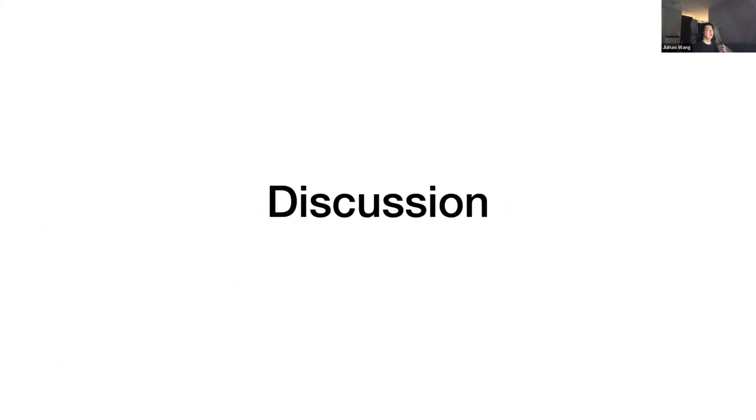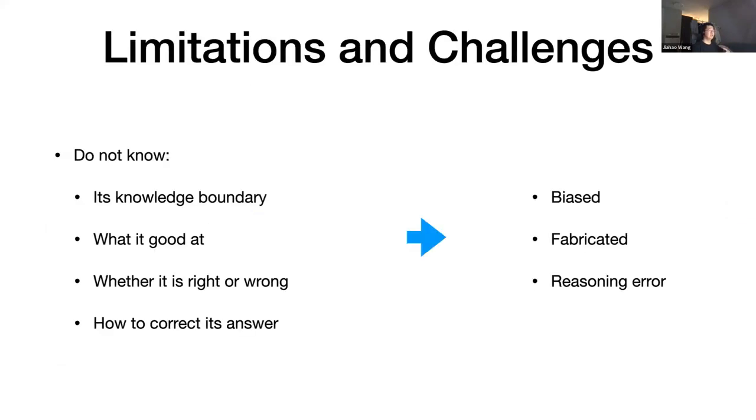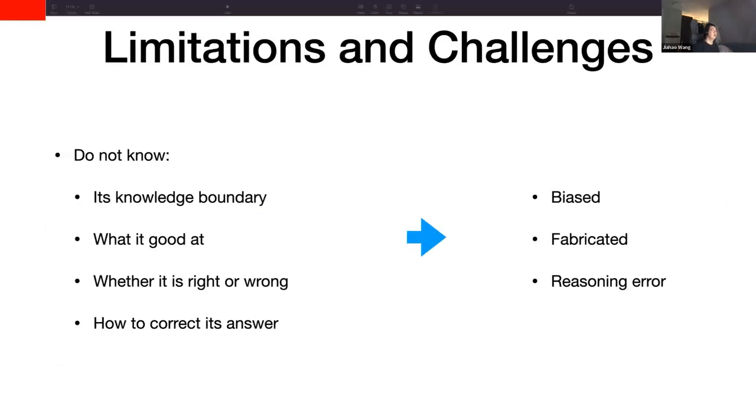So while building applications with large language models, even though they are really promising for some functions, we also find a lot of limitations in the models themselves. To start with, the first thing is that they do not know a lot of stuff. They do not know their own knowledge boundary. They do not know what they are good at and what they are not good at, whether an answer is right or wrong, or how to correct those answers.